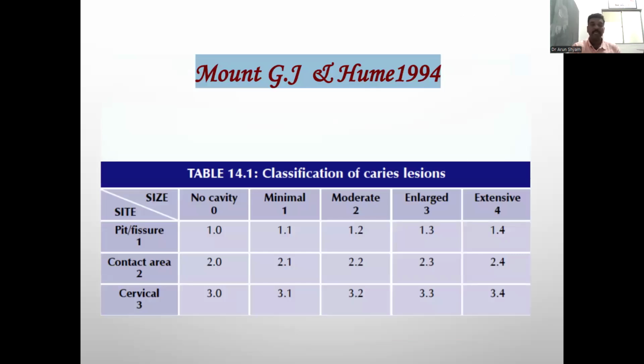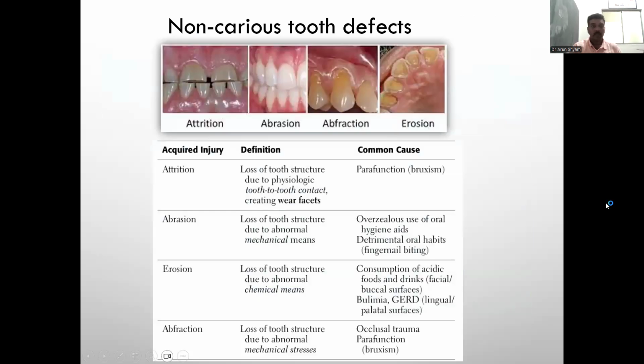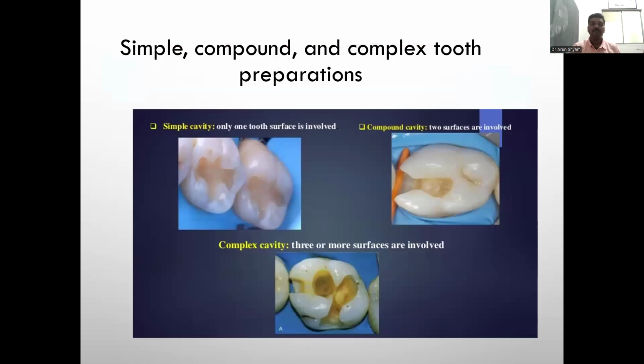So from that table, you can see site and size in the XY axis. Okay, no cavity, minimal cavity, moderate, enlarged, and extensive, according to 0, 1, 2, 3, 4. Then several non-carious tooth defects are there, like attrition, abrasion, erosion, and abfraction. All this will be discussed in detail.